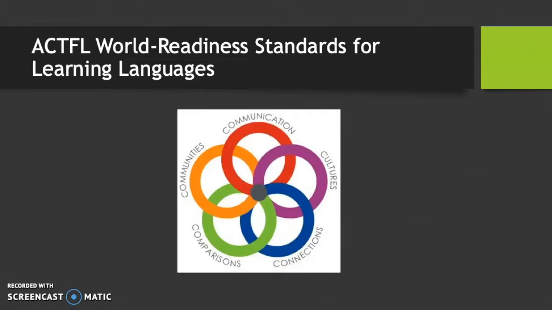In my classroom, I try to implement as much as I can of the 5 C's of the ACTFL World-Readiness Standards for Learning Languages, which means that I try to include as much communication as possible during class time for the students to interact. Also, I use a lot of the cultural elements that are not only present in the book, but that I know I can bring to the classroom.